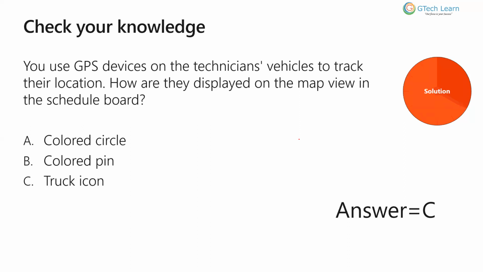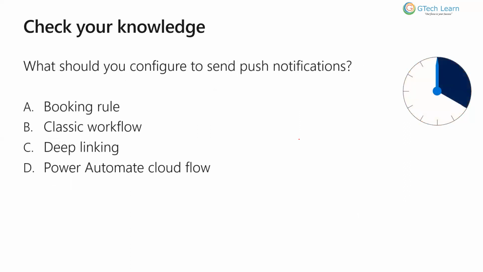Okay, so the correct answer for that question is going to be the truck icon. The next question we are having in line is, what should you configure to send the push notifications to the field service mobile app? Whether it's option A, booking rule, option B, classic workflow, option C, deep linking, option D, Power Automate cloud flow. So let's get your answers on the chat and let me start my timer now.